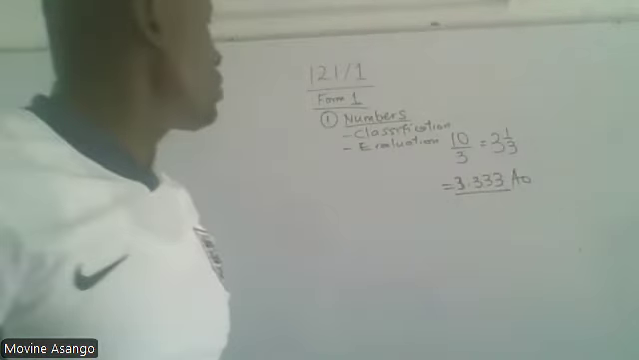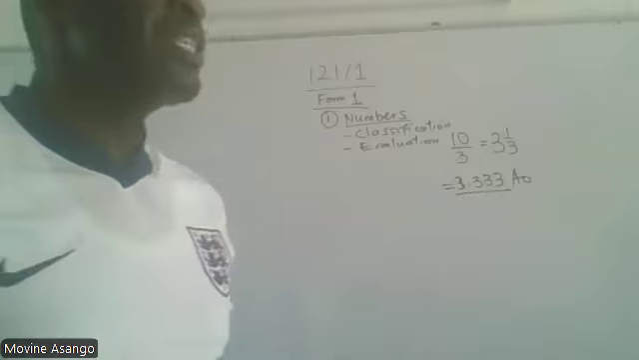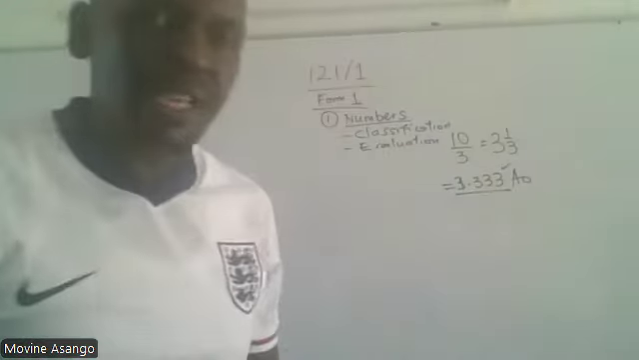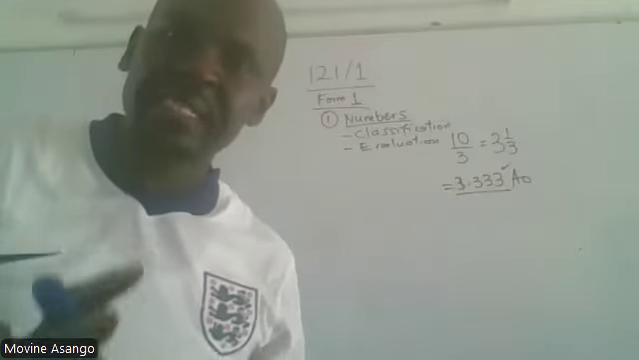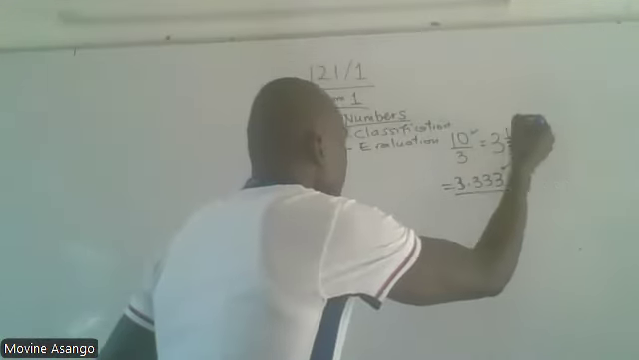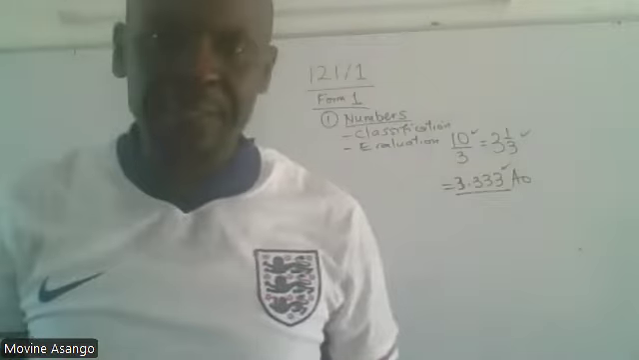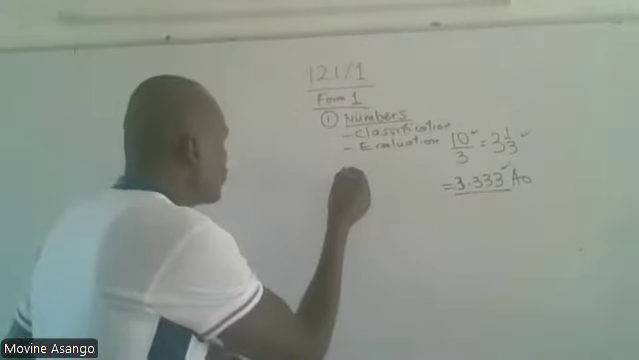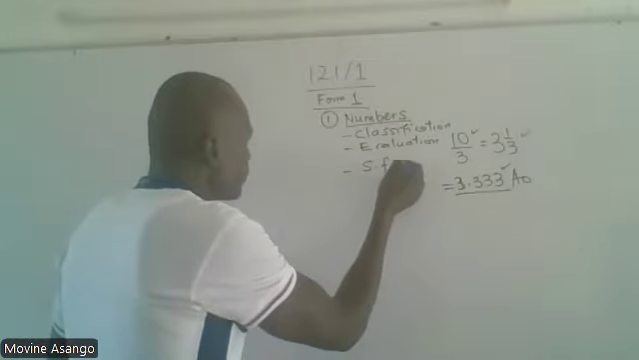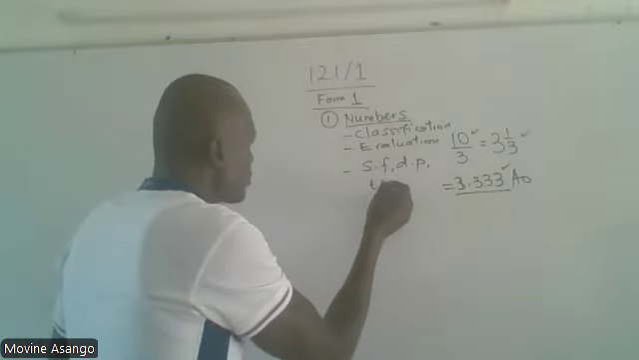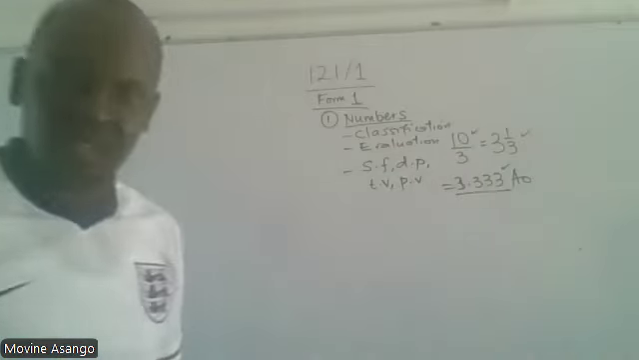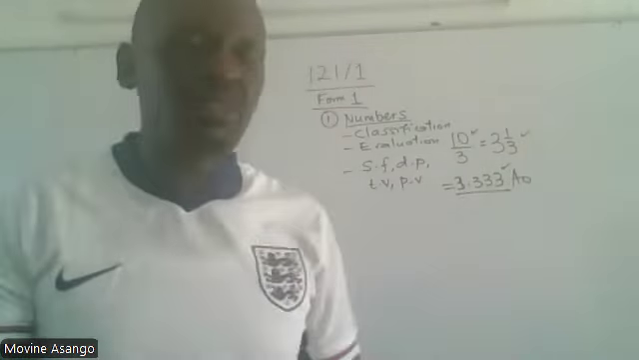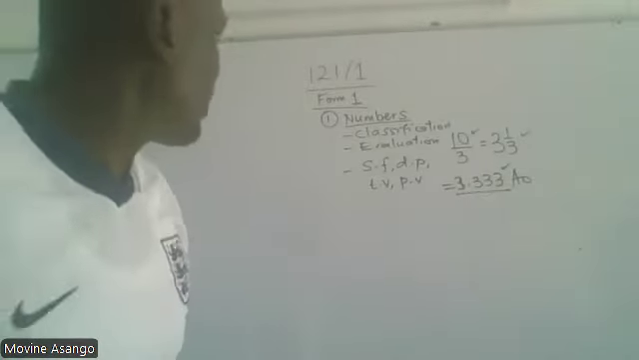For example, you are told, give your answer correct to 3 decimal places or 4 significant figures. In that case, this one will work. But if you're just told evaluate, giving your answer in its simplest form, and the answer is 10 over 3, it goes to 3 and a third. So you must look into evaluation under numbers. Then also under numbers, you must look into significant figures, decimal places, total values, place values. Those are also components of numbers that you must look into.